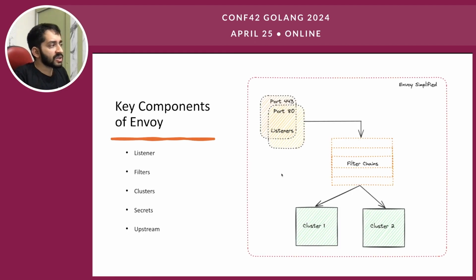So what are some of the key components of Envoy that we would be using in our custom load balancer? Well, these are some of the key components of Envoy: listener, filters, clusters, secrets, and upstream. Looking at this image here, you see port 443 and port 80. These are examples of a listener, wherein our load balancer would listen on port 80 as well as port 443 for incoming requests, and there we could then move to a set of chains, filter chains.